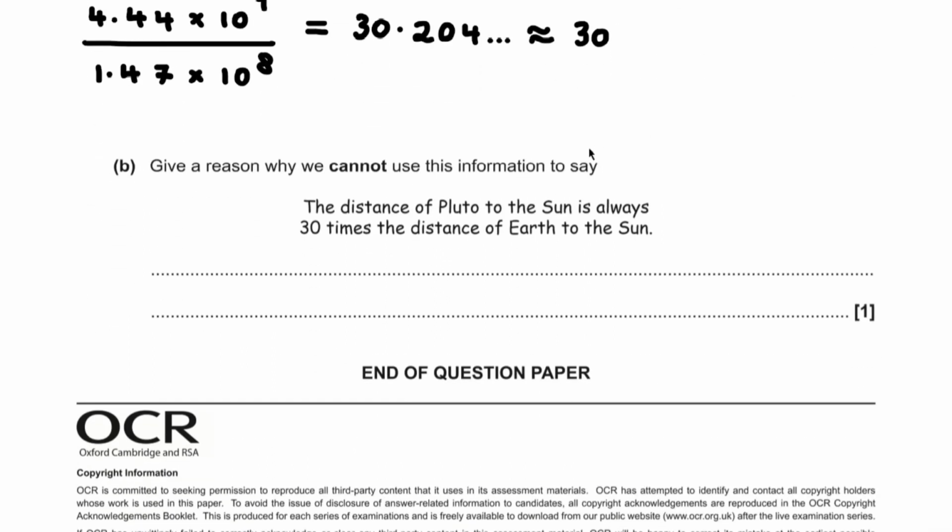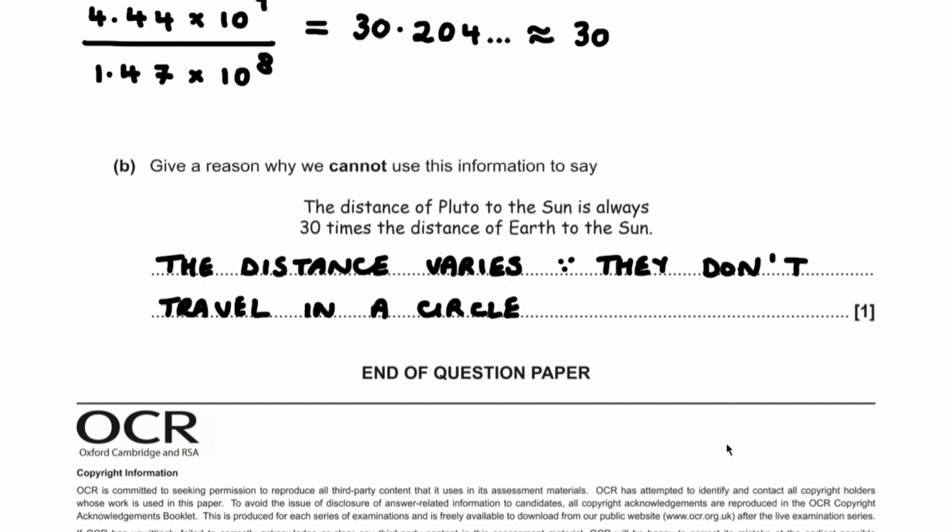Part B, give a reason why we cannot use this information to say that the distance of Pluto to the Sun is always 30 times the distance of the Earth to the Sun. So the distance varies, and that's because they don't travel in a circle.